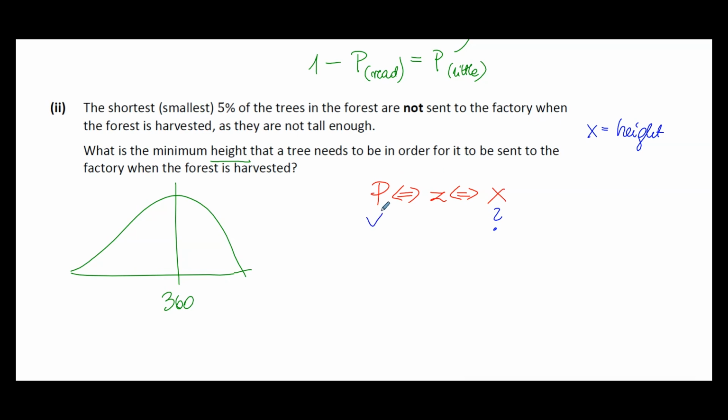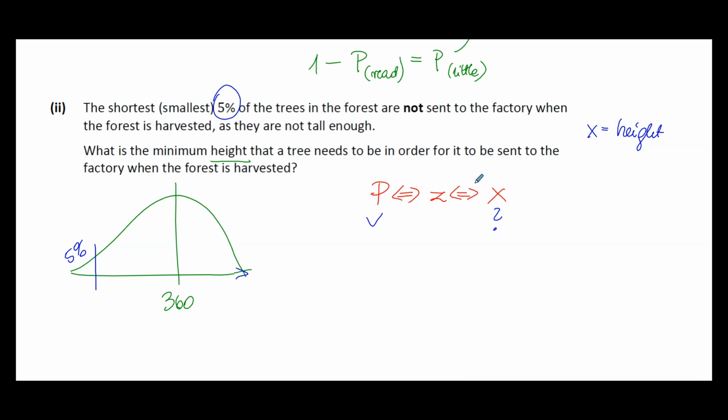That means they must have given us probability. So what is the minimum height that a tree needs to be in order for it to be sent to the factory when the forest is harvested? So the probability given to us is that 5%. But where is our 5% here? The numbers are growing, isn't it? So the smallest tree with the smallest height will be here. So that's my 5% here. On this side, that's how the numbers are growing. So on this side, I have the tall trees. Here I have the smallest tree. So that is the probability given to me.